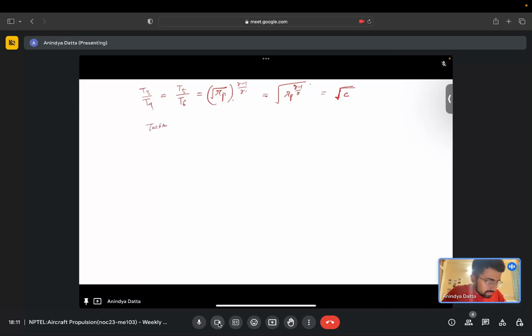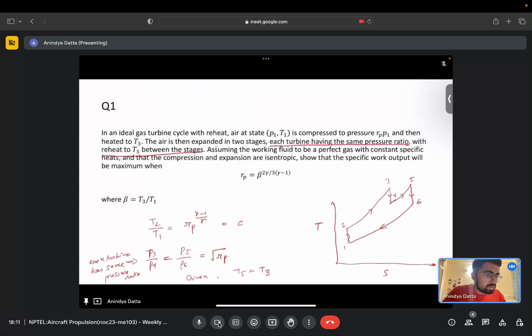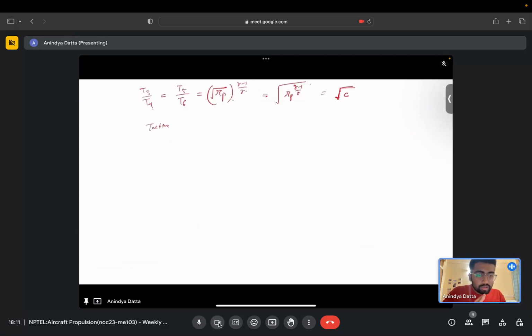So we have to show when the maximum specific work output will occur. To compute the work output, we need to compute the turbine work output and compressor work input to get the net work output. So turbine work output, or you can write total turbine work output, because we have two turbines here, will be Cp times (T3 minus T4) plus Cp times (T5 minus T6).